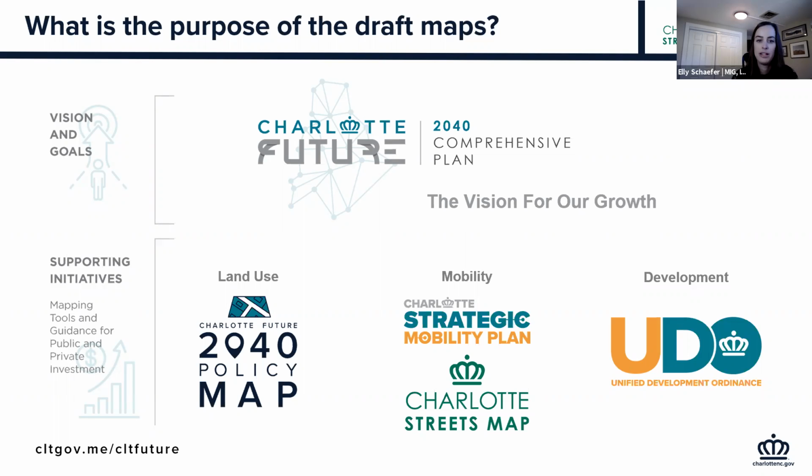The 2040 policy map will identify appropriate locations for future development in our community. The streets map will define a multimodal vision for Charlotte streets to support mobility between the places we live, work, and play. The Unified Development Ordinance, the UDO, will consolidate and update the city's land development regulations so future development is aligned with the vision of the comprehensive plan. A draft of the UDO was released on October 7th. More information about that initiative can be found at cltgov.me/CLTFuture. We can put that link in the chat for you as well.